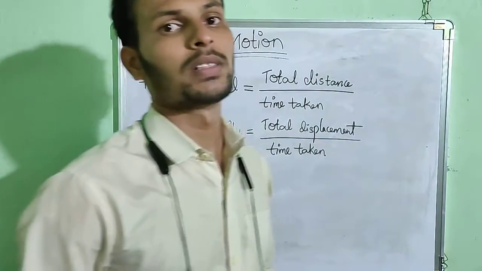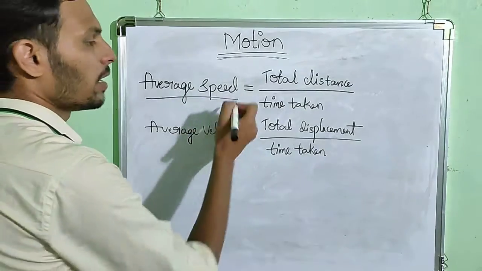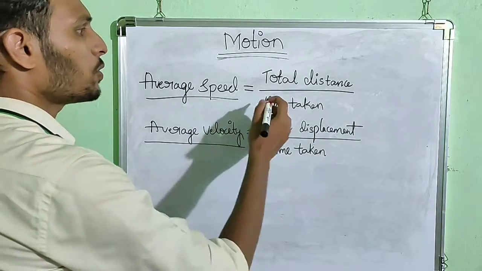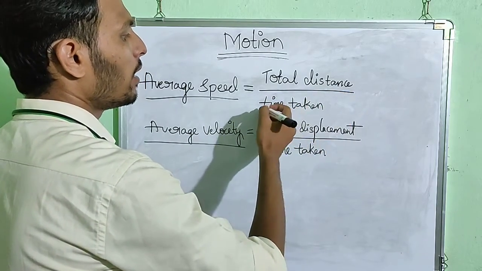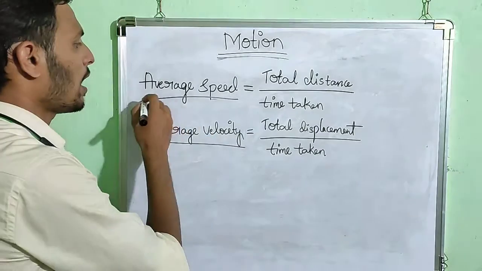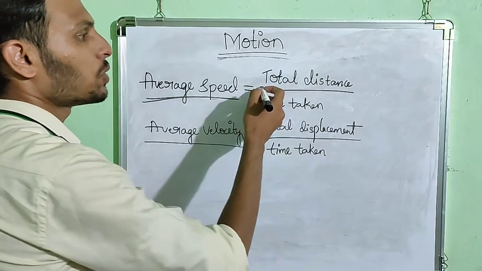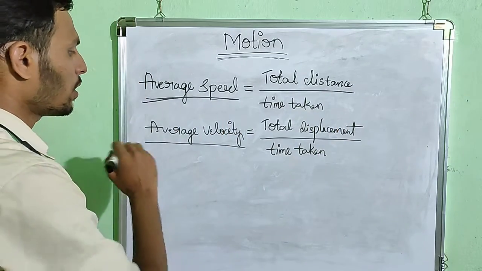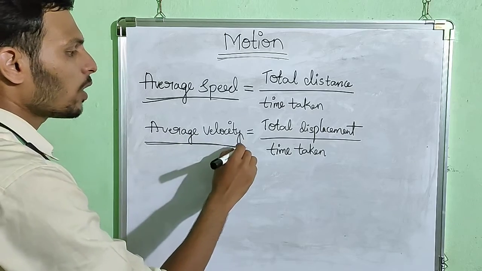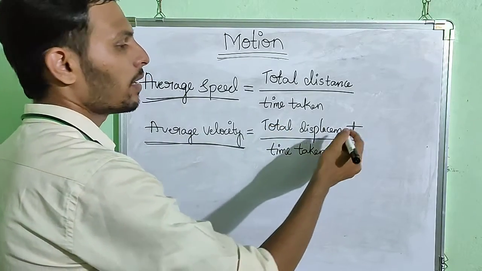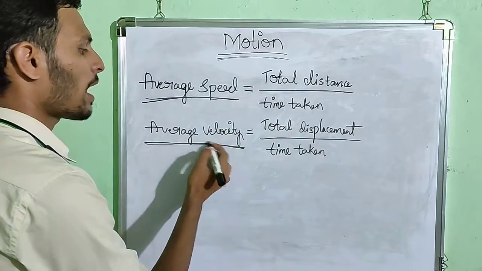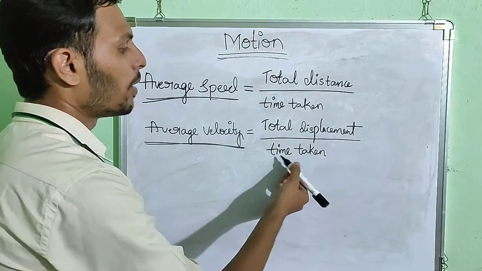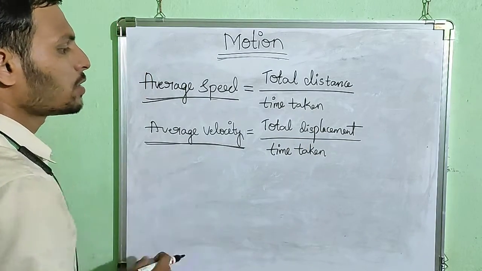Everyone, now we'll see what is average speed and what is average velocity. The ratio of total distance by time taken is known as average speed. And what is velocity? The ratio of total displacement by time taken is the average velocity.